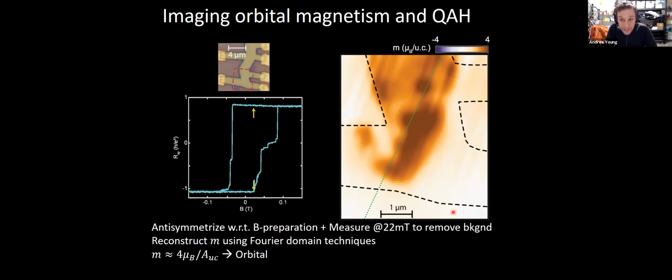So that's actually somewhat comforting. It's telling you that it's largely an orbital magnet. You would expect the spin magnetization here to be no more than 1 Bohr magneton per unit cell. So this is almost entirely an orbital magnet, if not entirely an orbital magnet.